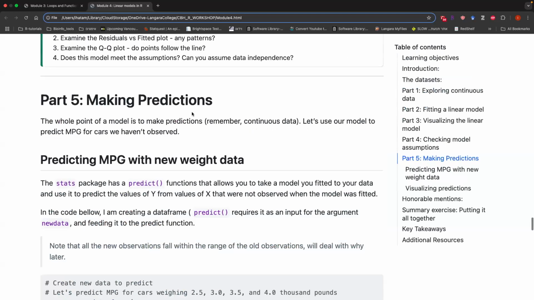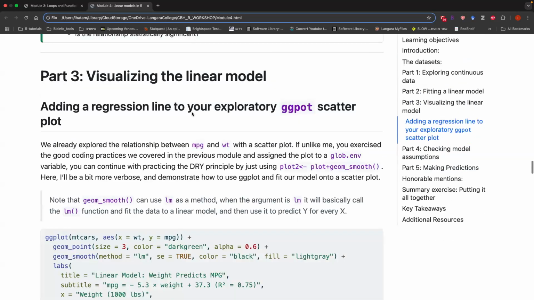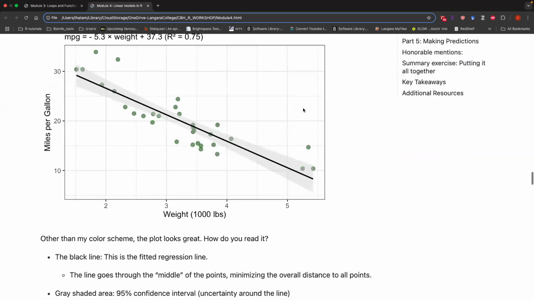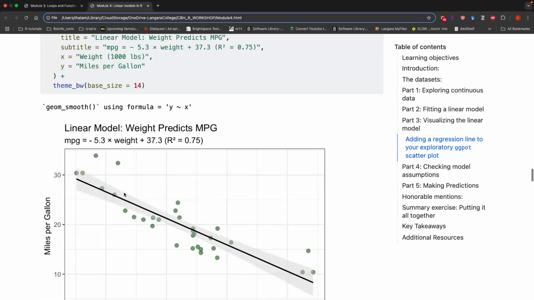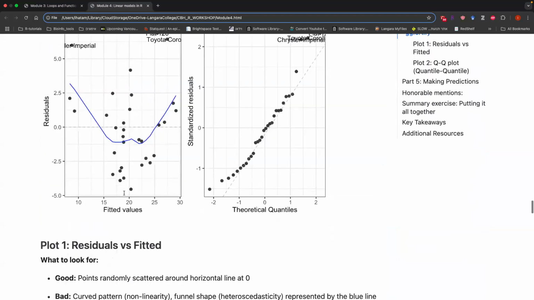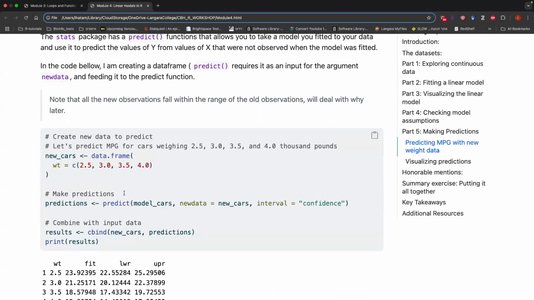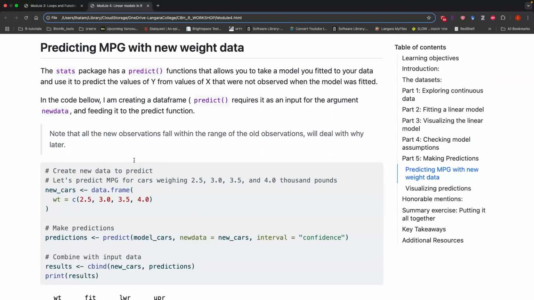Let's try and look at where we had our observations. So our observations were slightly above 5,000 and around 1,500. Note that all of the new data that I'm creating here, all the new weights, are in the range of our old observations. So I'm going from 2.5 to 4,000 pounds. Okay, does it make sense to you guys?